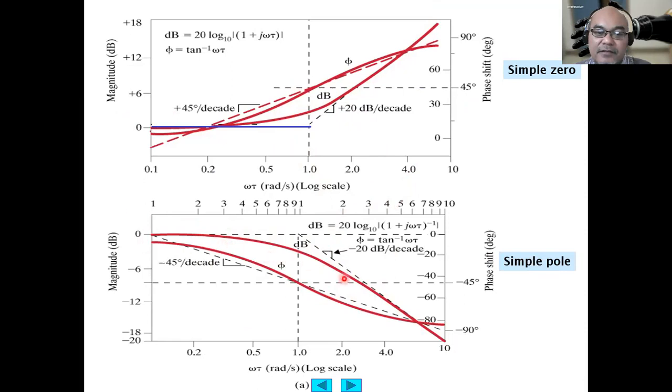This is the magnitude from 0, and then it decreases at minus 20 decibel per decade. While the phase is from 0 and then decreases with minus 45 degrees per decade until reaching minus 90 degrees. While as 0 in the denominator part, the phase angle from 0 degrees increases with 45 degrees per decade, reaching 90 degrees.